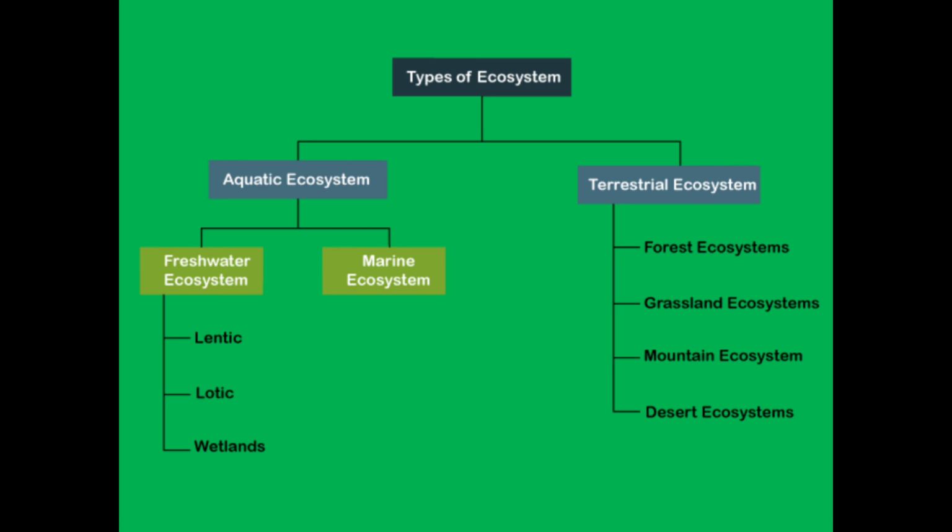Ito na yung mga rivers, yung mga ocean, yung mga lake. Next is the marine ecosystem. So, sa terrestrial ecosystem naman, dito nakapaloob yung forest ecosystem, grassland, mountain, and desert. Ito naman yung mga, as we can see on the example, ito na yung mga mountains, yung mga process of living or process of producing a food na nakikita natin sa forest, grassland, and mountains.